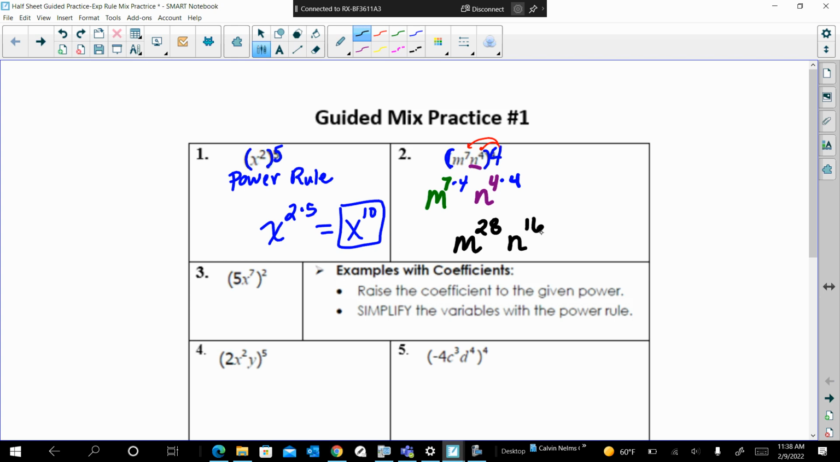If you're not sure about the multiplication, just use the calculator, guys. You're going to need it today. Trust me. Just get in the habit of using it.